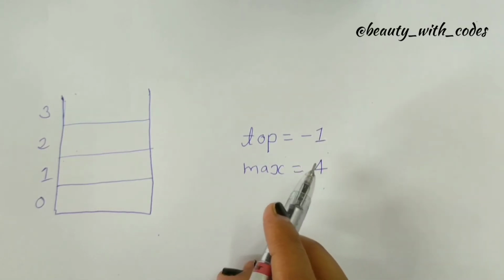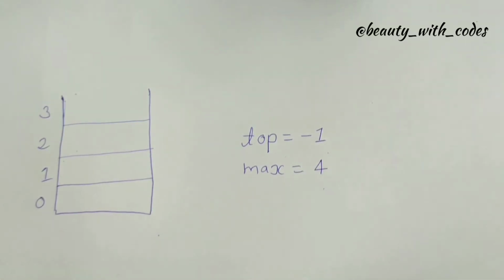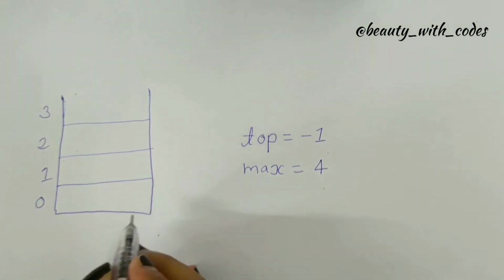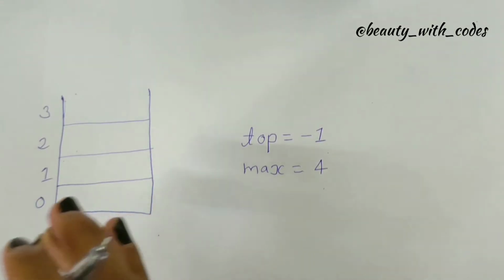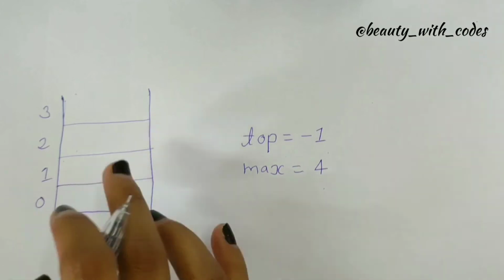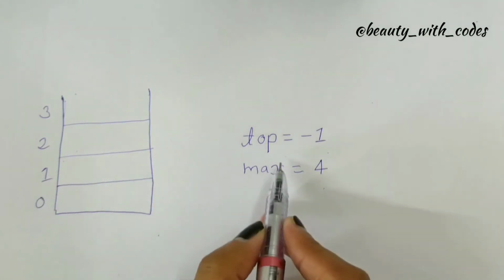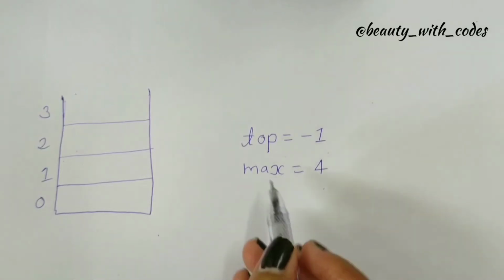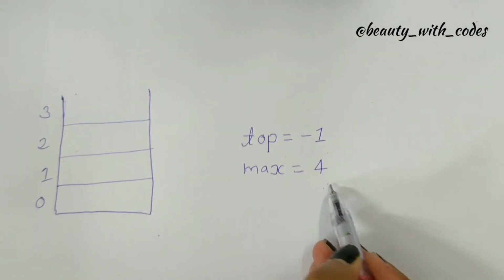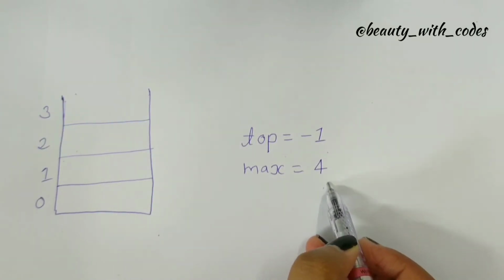Okay, fine, your stack is empty, so now you can push anything into it, isn't it? You are eligible to put anything into it. So now we want the first element to be inserted in your stack. So check if your top is equal to max - 1 or not. Why max - 1? You will understand. So max is equal to 4. 4 minus 1 is equal to 3, isn't it?